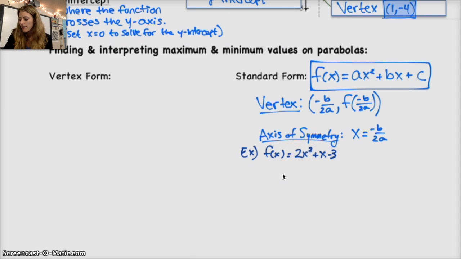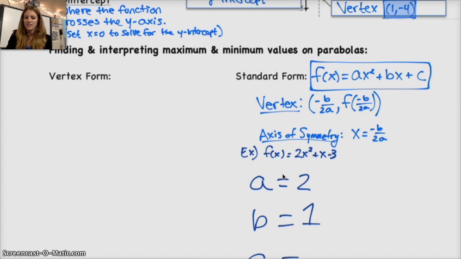But a, in this case, is 2. B, what's b? 1, yes, not 0, because if it was 0, you wouldn't have an x. And c, because it's 0 times x, then you wouldn't have any x. And then c is negative 3.